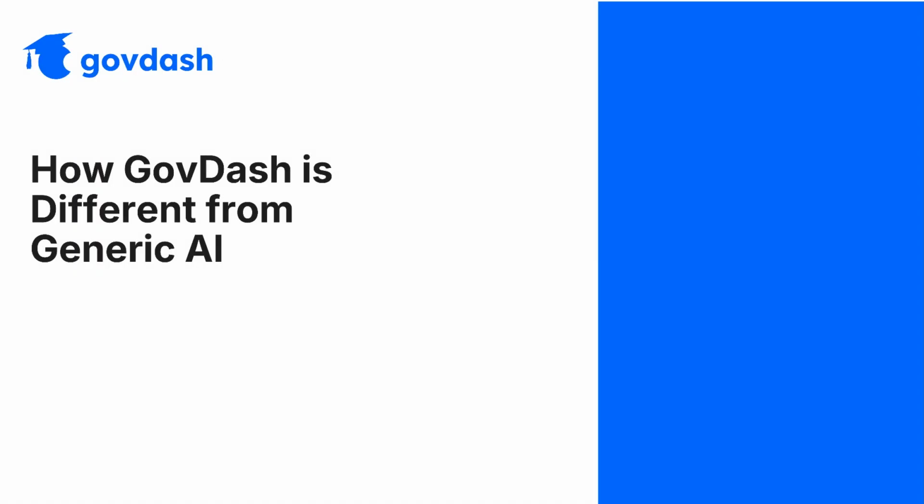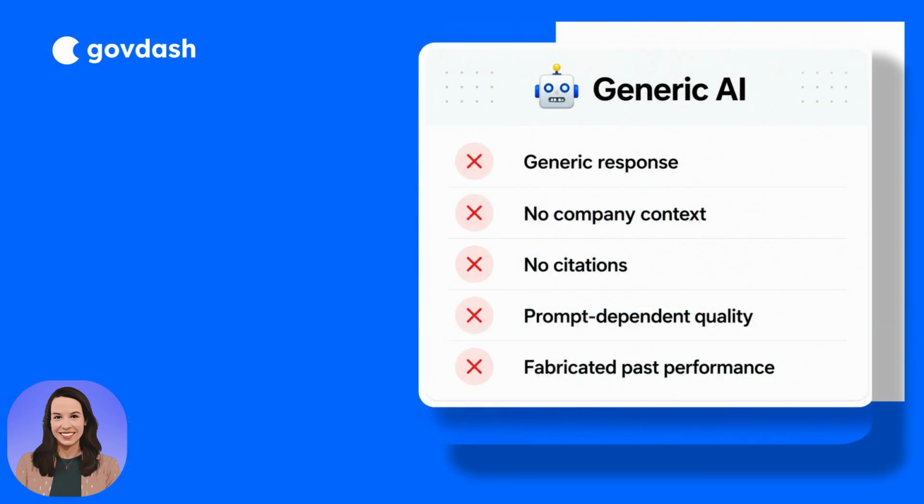Now, you've probably seen AI tools. Maybe you've used ChatGPT for some proposal work, or you've taken demos from other platforms. Those tools are valuable, and they have their place. But here's where GovDash is fundamentally different. Most AI tools give you a chatbot. You type in a prompt, you get a response. And for some things, that's fine. But when you're trying to win a government contract, a generic AI response is not going to cut it.